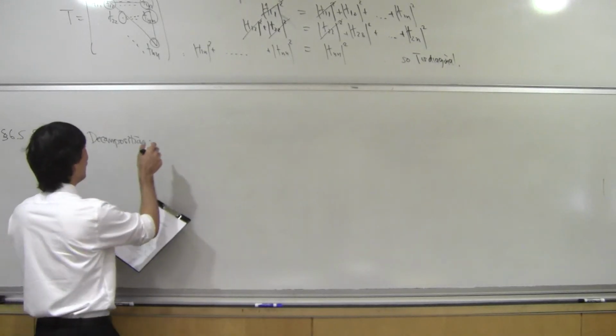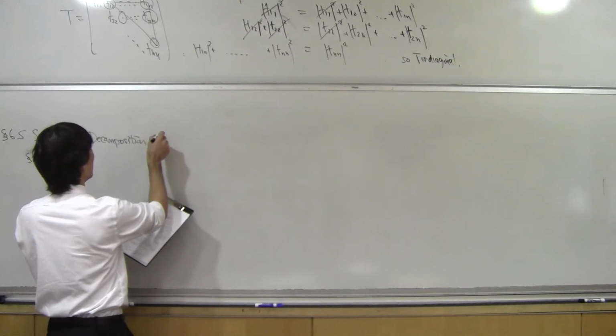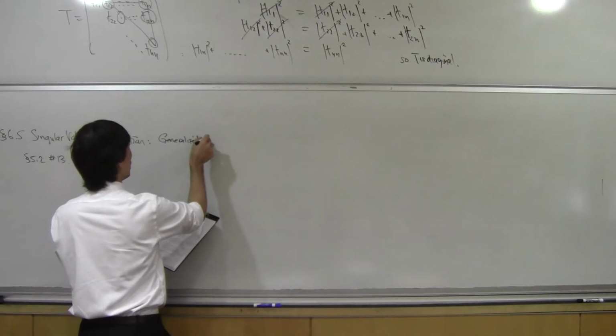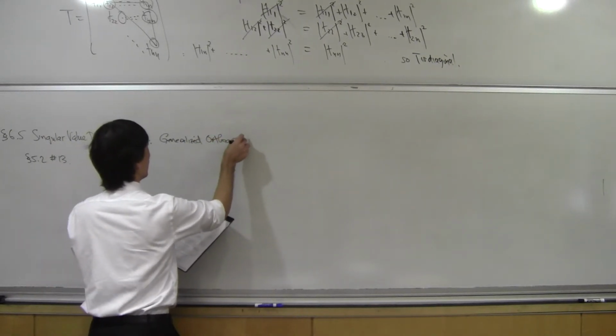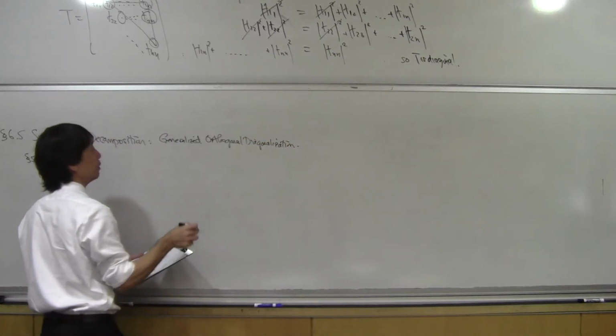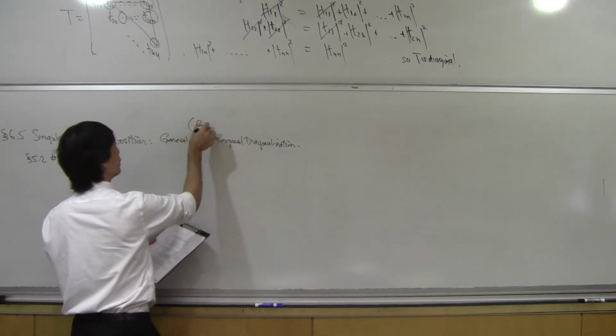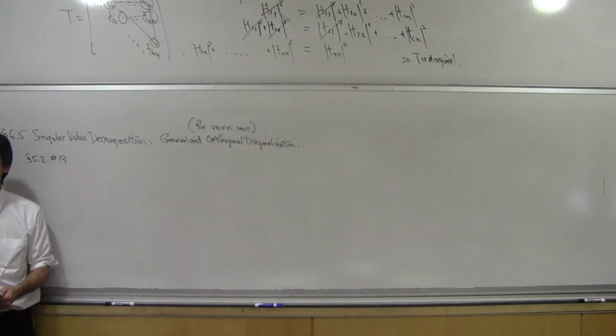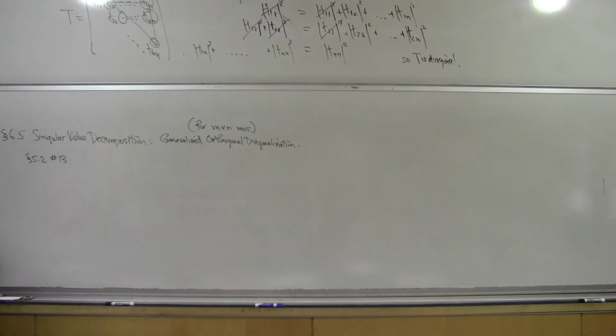Okay, good. So one way of thinking about this is that this is a sort of generalized orthogonal diagonalization. Generalized, in other words, it's for m by n matrices. So it's going to be something like an orthogonal diagonalization, but for rectangular matrices. Okay, but it's going to have huge applications. Okay, so we've got 10 minutes. That's enough to do something.